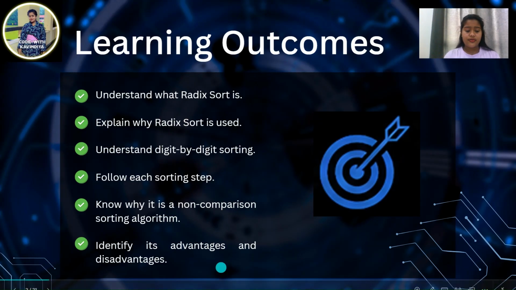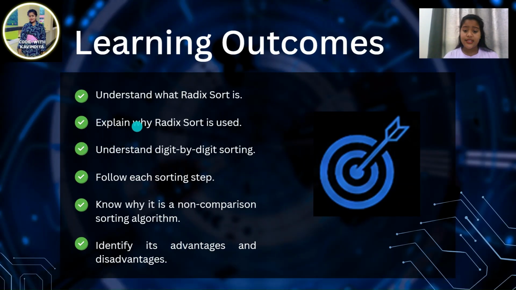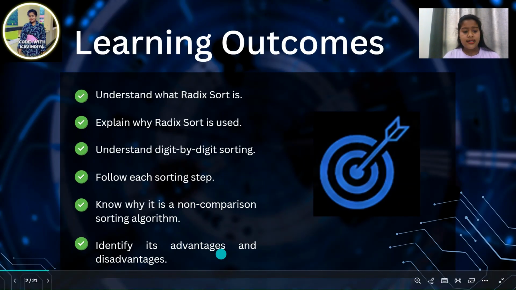Before we dive into the details, here is what you will learn by the end of this video. First, what Radix sort is and why we use it. How digit by digit sorting actually works step by step. Why it is called a non-comparison sorting algorithm. And finally, its advantages, disadvantages and time complexity. Let's start with the basics.